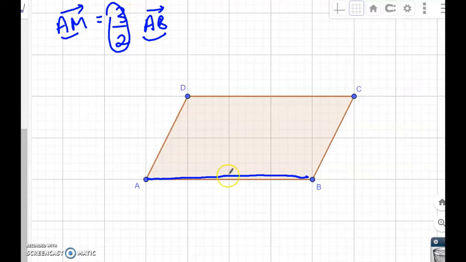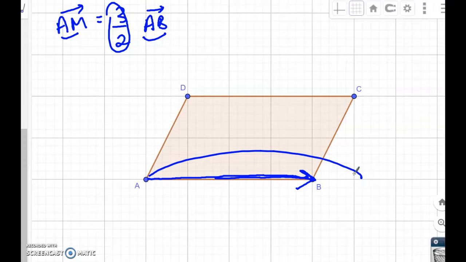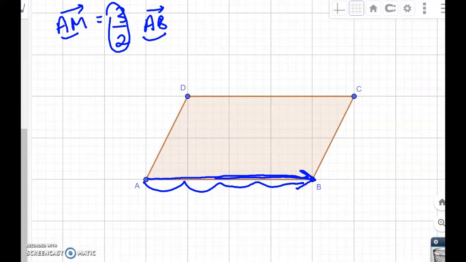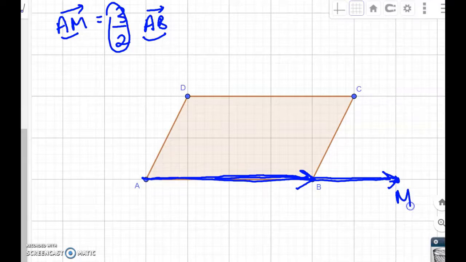So this is vector AB. We want AM to have the same direction, so they are collinear. The points A, M and B are collinear. Same sense, so it should point in this way, and its magnitude should be 1.5 times the magnitude of AB. So let's look here at the AB that I drew here. Its magnitude is 4 units. So I multiply this by 3 over 2, I get 6 units. So the length of AM should be 6. Okay, so this means that AM should be the following vector. So M should be this point here.